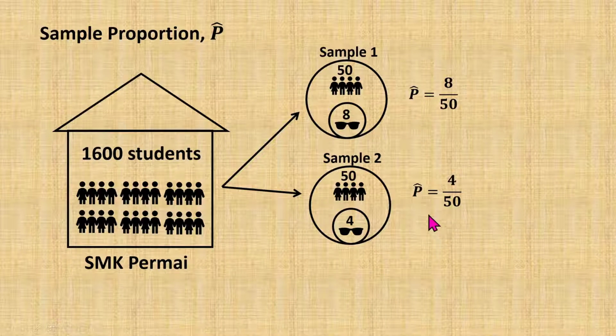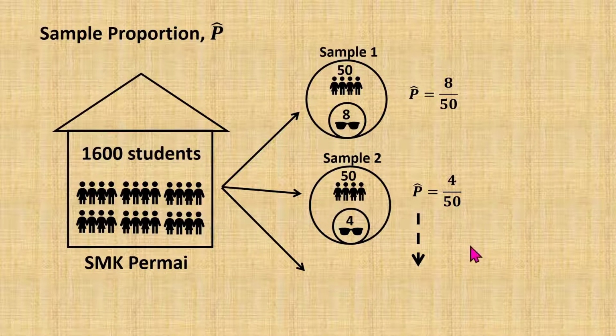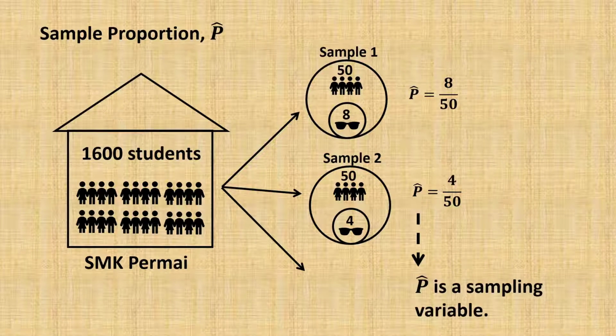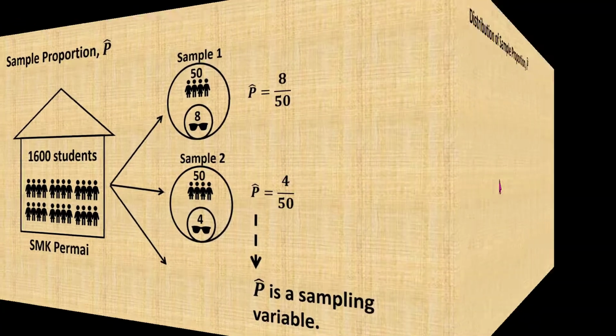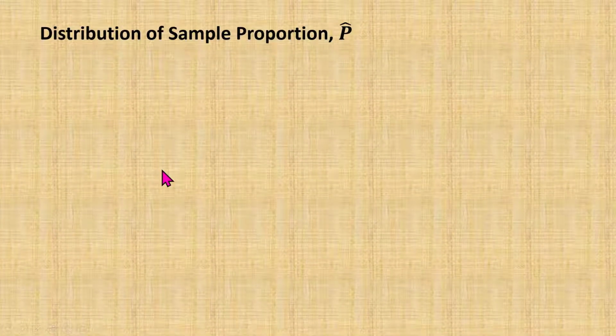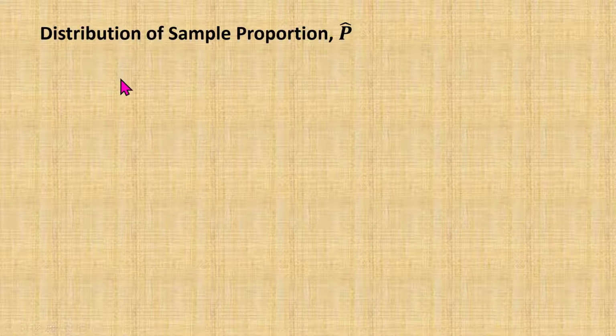When I repeat the process of sampling, I find that the value of the sample proportion varies from sample to sample, and it is unpredictable. So in this case, the sample proportion is a variable, and we call it a sampling variable. Now, if the sample proportion is a variable, then what is the distribution of this sample proportion?